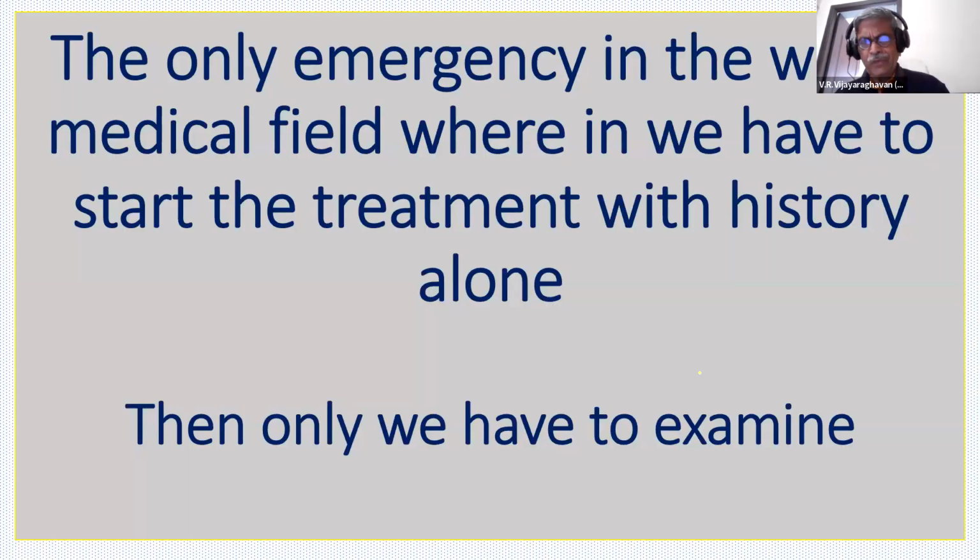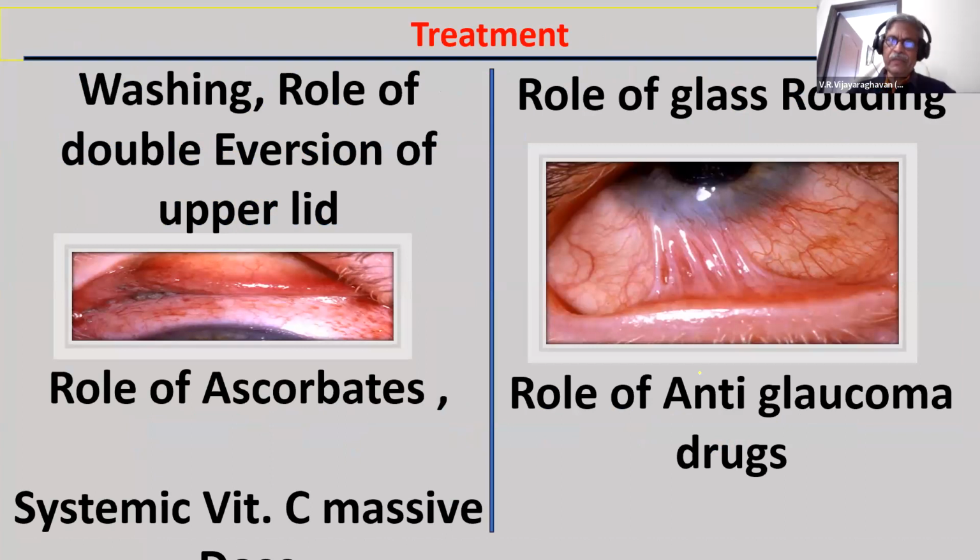Now, when you assess, I have already told you about the gradings. I already told you, this is the only emergency in the whole medical field where you can start the treatment on history alone. Now, what are the treatment modalities? See, when a chemical has fallen, I will tell you what happens to the eye. There are the bulbar conjunctiva and palpebral conjunctiva. These are all the superficial layers. They can get damaged. A raw surface can be produced. Palpebral and bulbar parts are close by. When raw surfaces attach, it is called symblepharon formation.